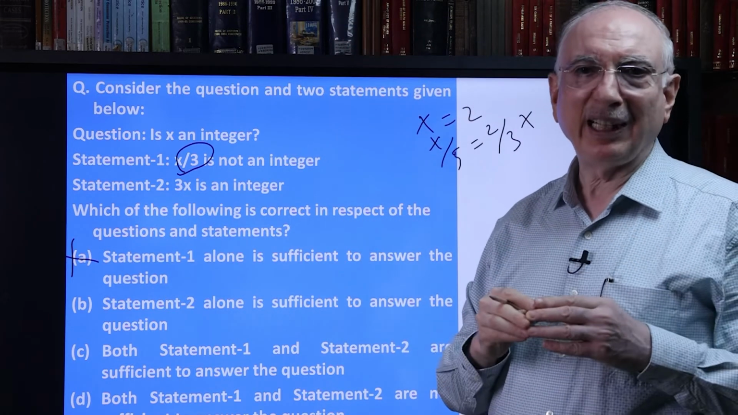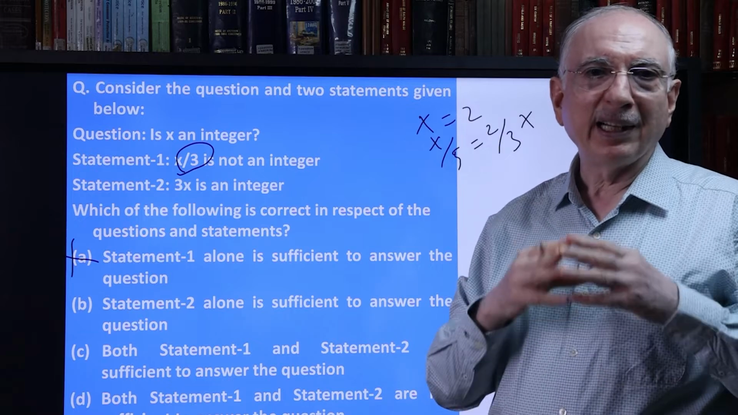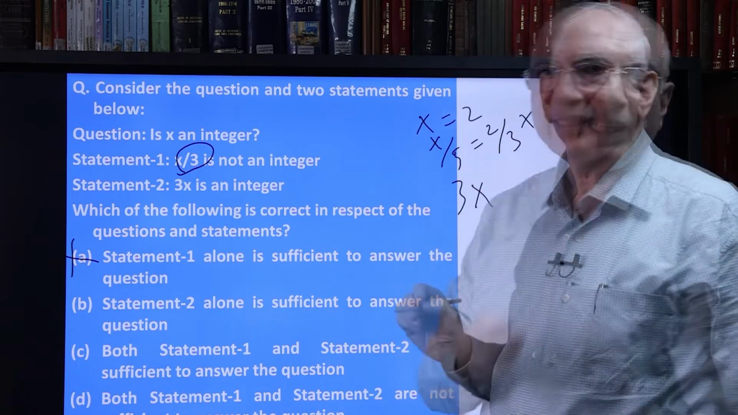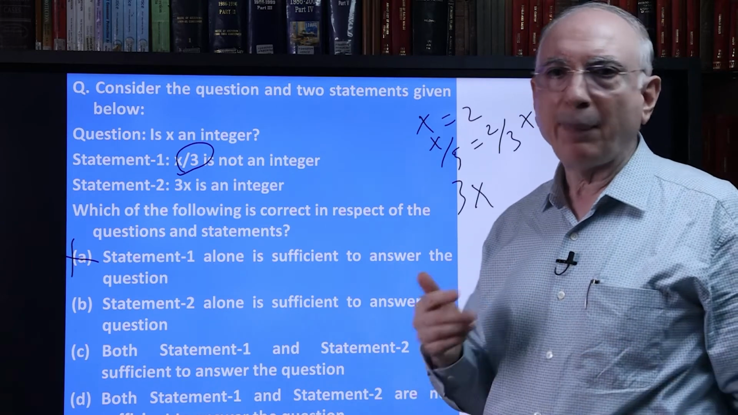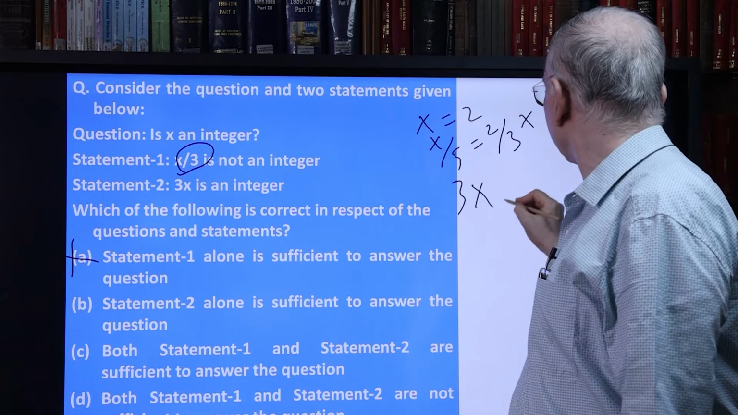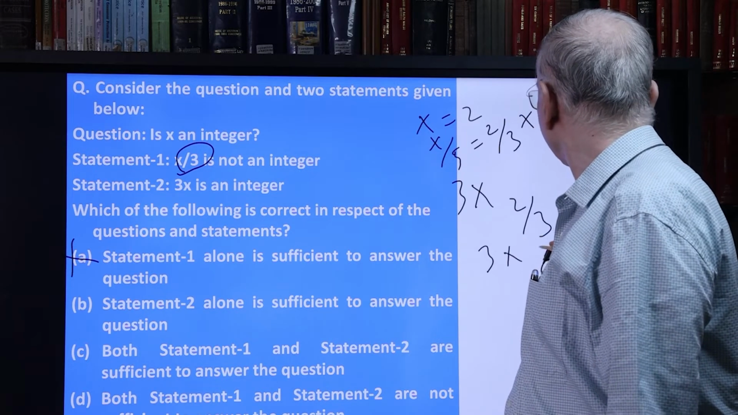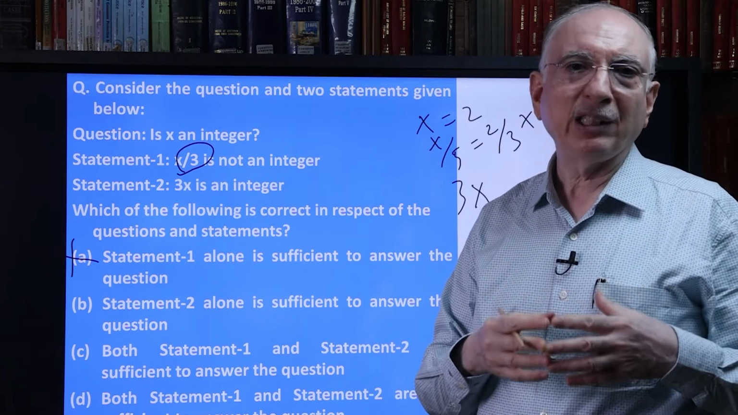Now, if x is equal to 2, then x by 3 will not be an integer. Now, 3x, we have to look at 3x. Again, x may or may not be an integer. For example, suppose x is equal to 2 by 3, then 3x will be 2. So 3x will be an integer, but x will not be.